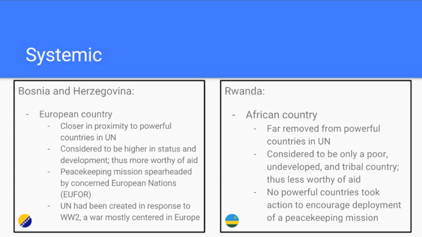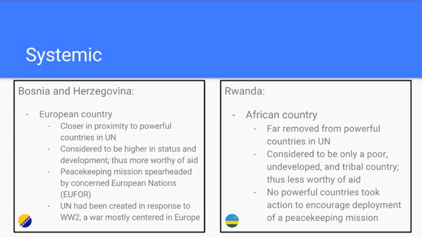But so many of the powerful countries in the UN are going to be European, and they're going to be concerned about something happening in Europe. Rwanda, on the other hand, it's an African country. It's really far removed from powerful countries in the UN. There aren't any African countries that are P5 nations, or really very powerful, especially at the time. They were considered to be just a poor, underdeveloped tribal country, and thus less worthy of aid.